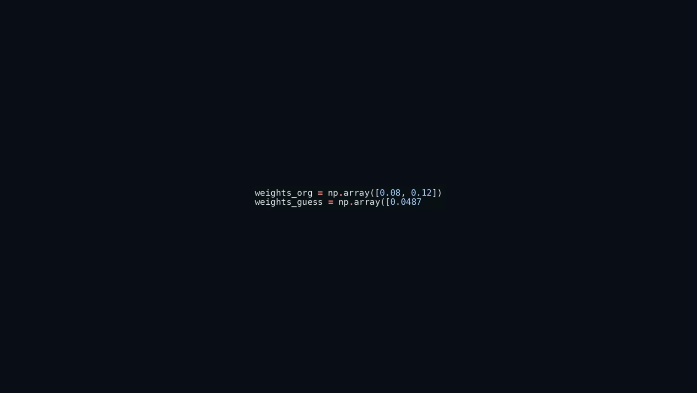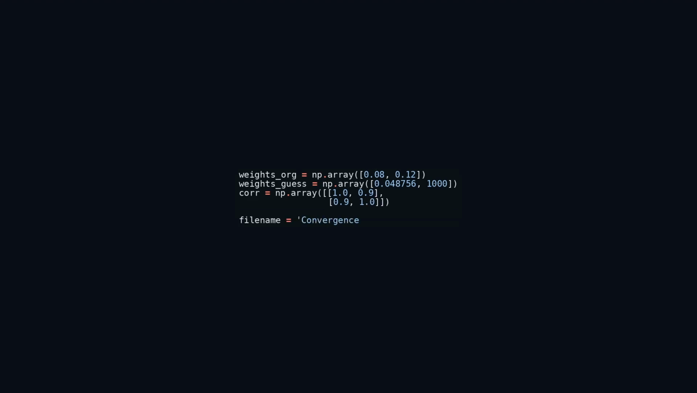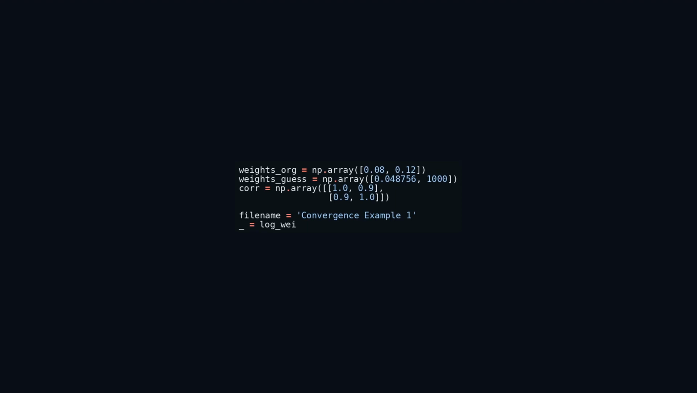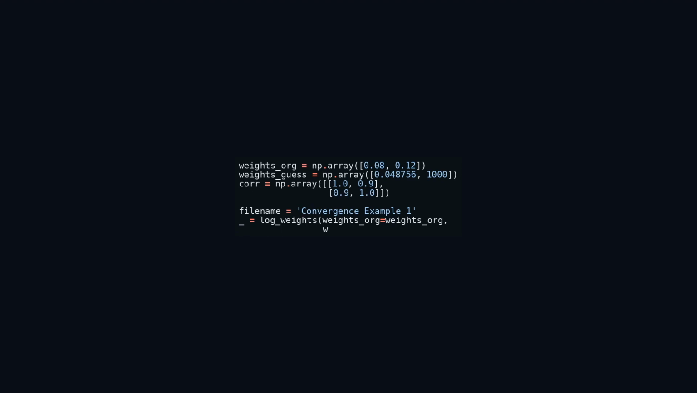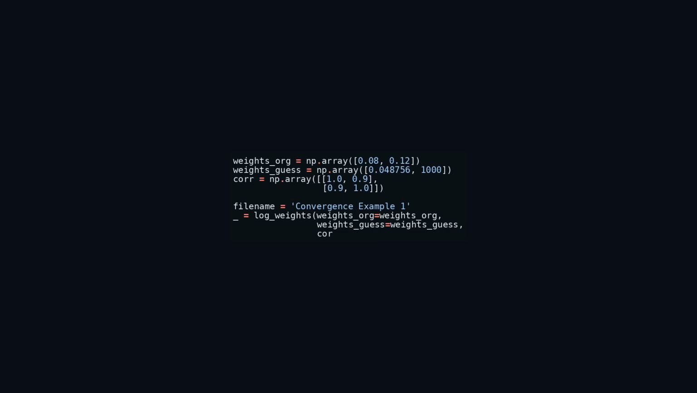The provided code snippet appears to calculate log weights based on original weights, guessed weights, and a correlation matrix. The function logweights likely performs numerical computations or optimizations with this information. The variables WeightsOrg and WeightsGuess represent the original and guessed weights, respectively, while Core represents the correlation matrix. These are passed to the logweights function along with a filename, convergence example 1. The code's purpose may be to analyze the convergence behavior of an algorithm or process related to the provided weights and correlations. The computed log weights could be used to track the progress, performance, or stability of an optimization or simulation process, offering insights into the behavior of the system being studied.